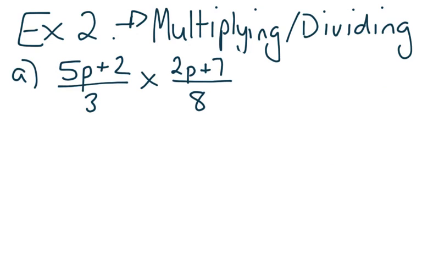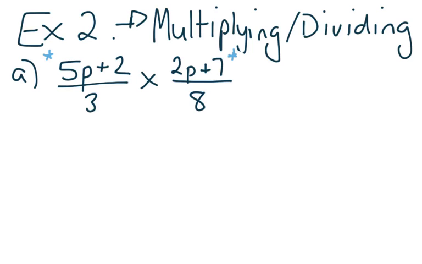Okay, so when we do multiplying, if we've got two fractions like this, remember we first look to see if we can factorise anything on the top. So you'll notice here with the 5p plus 2, we can't take anything out because if we take the 5 out, it doesn't work. If we take the 2 out, it doesn't work. And there is nothing that goes into 5 and 2. And it's the same with this side here. The 2 and the 7 have nothing in common, so we can't do anything.